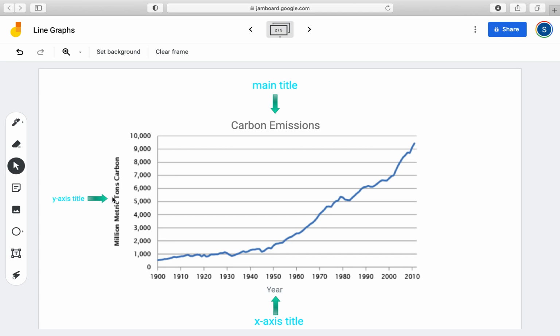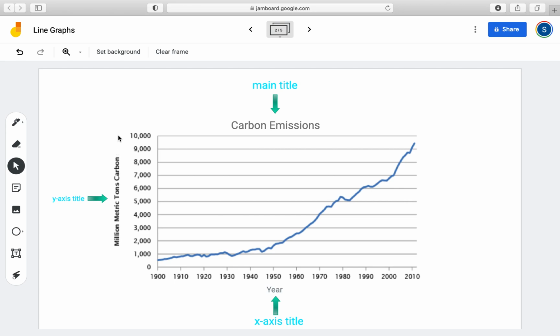So the first step, again, is to look at all three titles, not just the main title. One thing to be mindful of is that the x and y-axis titles should have units of measurement. For example, the unit of measurement for the y-axis title is million metric tons. So they didn't just write carbon, they wrote million metric tons of carbon. Sometimes the units are in parentheses after the title.